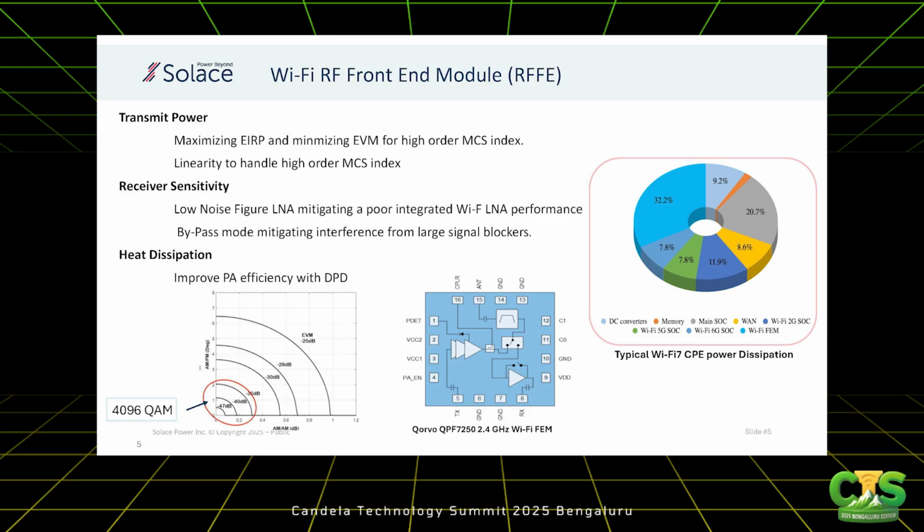So that's very critical. And the third one I would like to cover is heat dissipation. That is one of the most critical aspects we have found by developing CPEs. And digital pre-distortion is basically saving you at least 0.5 watts per chain with Wi-Fi 7 technology.